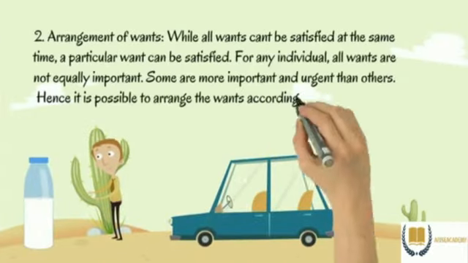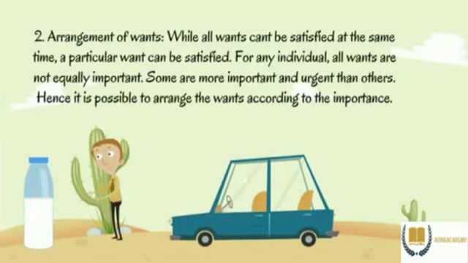2. Arrangement of wants. While all wants can't be satisfied at the same time, a particular want can be satisfied. For any individual, all wants are not equally important. Some are more important and urgent than others. Hence it is possible to arrange the wants according to the importance.